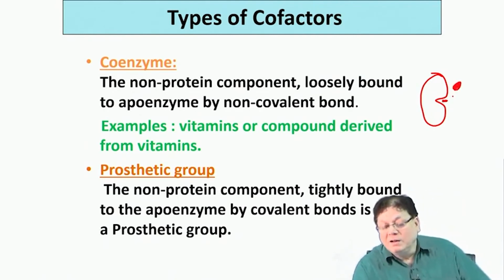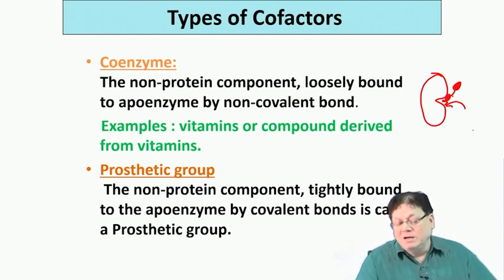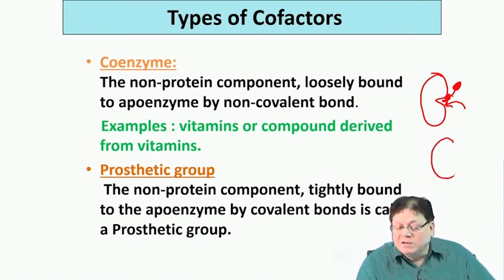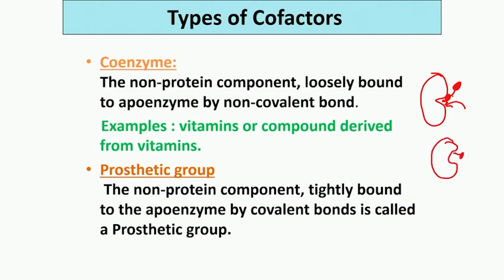Okay. Now, there are many cases where the cofactor is actually outside the enzyme, but at the time of reaction it comes and binds to the enzyme, and then the substrate comes and the reaction takes place. In some cases, the cofactor may already be bound to the enzyme through a covalent bond. The non-protein component tightly bound to the apoenzyme by covalent bonds is called a prosthetic group. So the cofactor will be called a prosthetic group when it is attached to the enzyme. Tightly bound means attached to the enzyme.